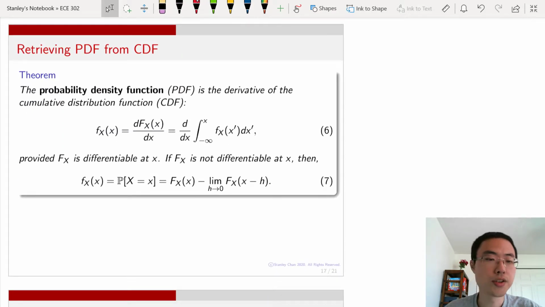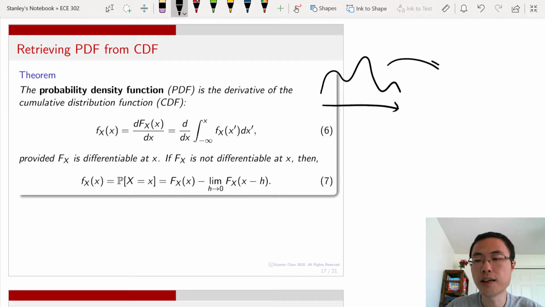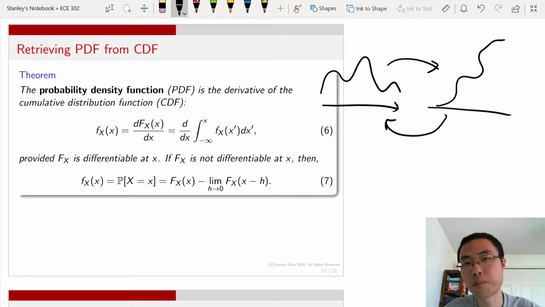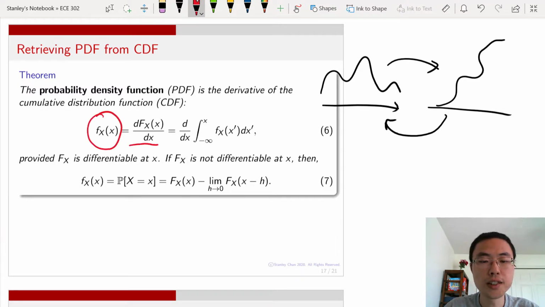Now, finally, let us talk about how we retrieve a PDF from a CDF. Because we know that if I have a PDF, I can take integration to get to my CDF. And so it's natural to expect that starting with a CDF, if I take the differentiation, I will be able to get the PDF. And that's indeed true, because by the fundamental theorem of calculus, we can show that if I take the derivative of the CDF, I will indeed get the PDF.